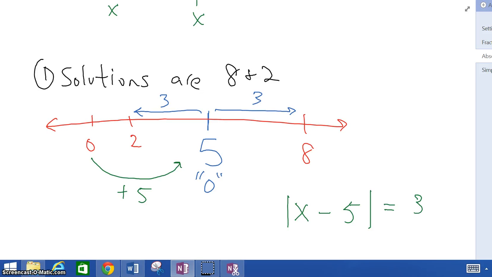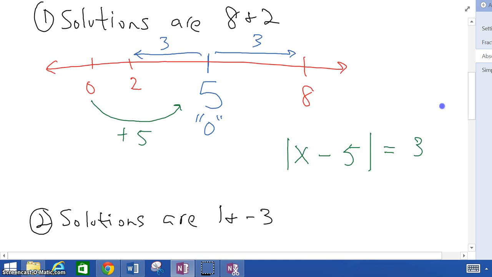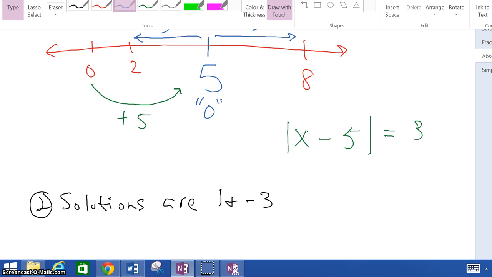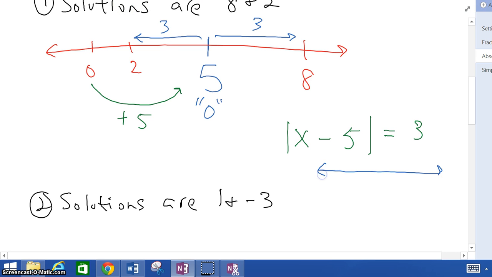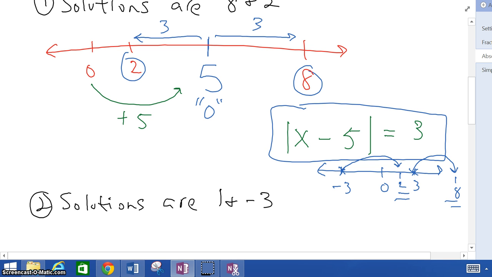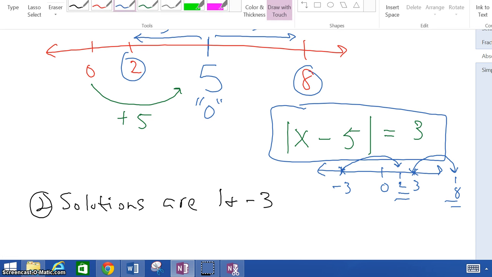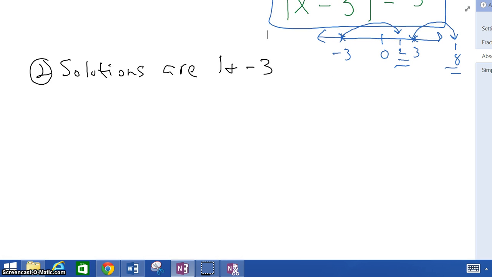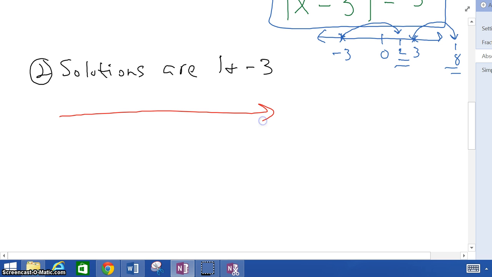In this case, if I were to graph this particular problem, I would know that my x minus 5 is 3 units away from 0. This is the x minus 5 part. Then we added 5 to get to 2, and we added 5 to get to 8, which were my solutions. Okay? Hopefully that makes a little more sense. So let's try that one more time. My solutions are 1 and negative 3. So here's 1, here's negative 3.